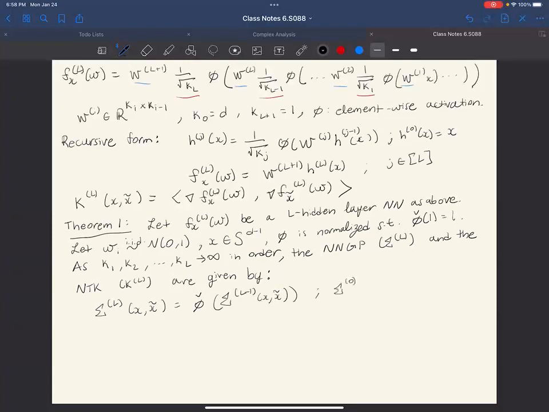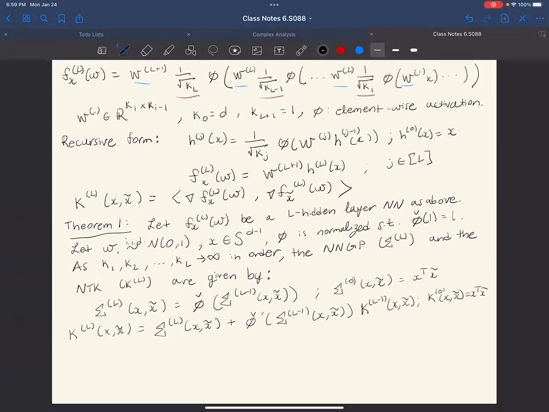And sigma of 0 is just x transpose x tilde. And similarly, we have KL of x, x tilde. This is going to be, surprisingly, exactly the neural network Gaussian process plus some correction term. And this correction term is exactly the following. It's the derivative of the dual at sigma L minus 1 at x, x tilde times the kernel. So we have this recursive formula. And our initial condition here is just that the kernel at 0 is again x transpose x tilde.